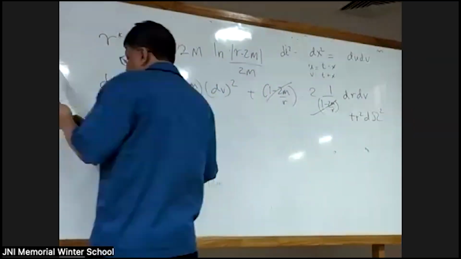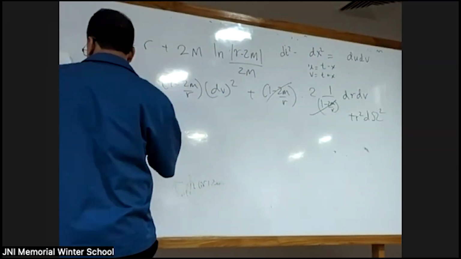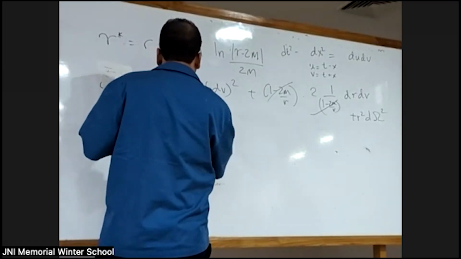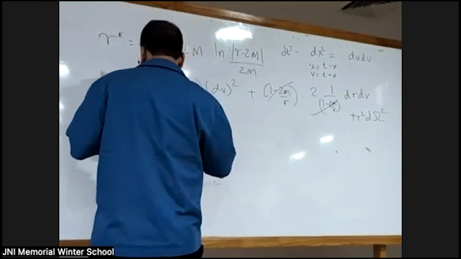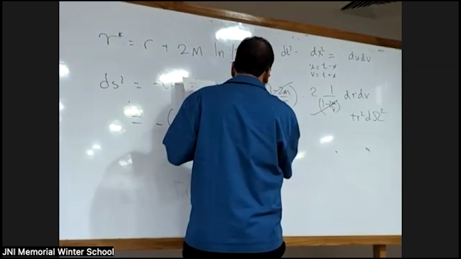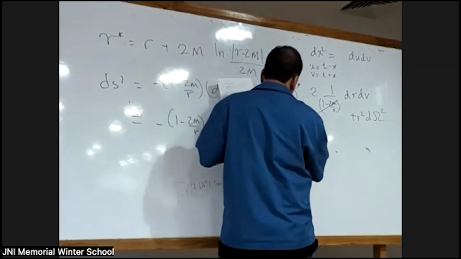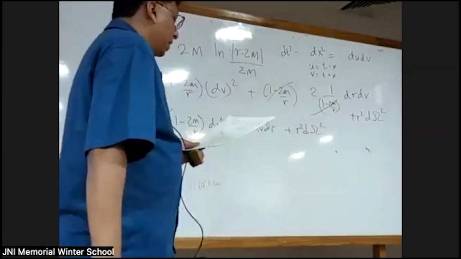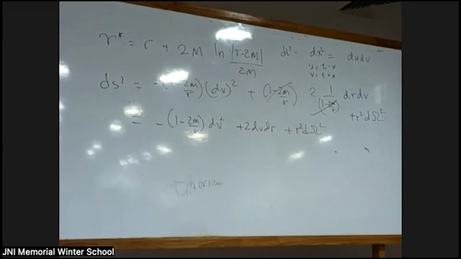So finally, I get this form. There's a minus here: minus 1 minus 2m over r dv squared plus 2 dv dr plus r squared d omega squared. Okay. Now, why am I doing this?